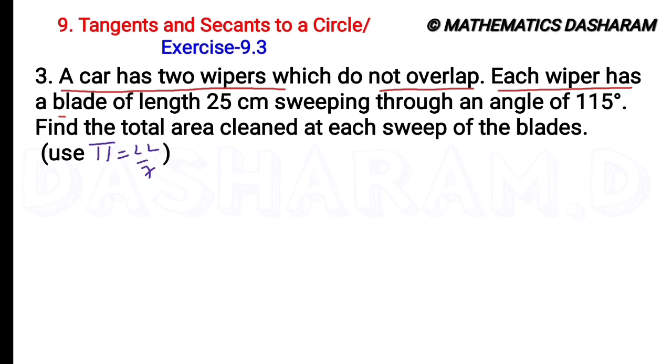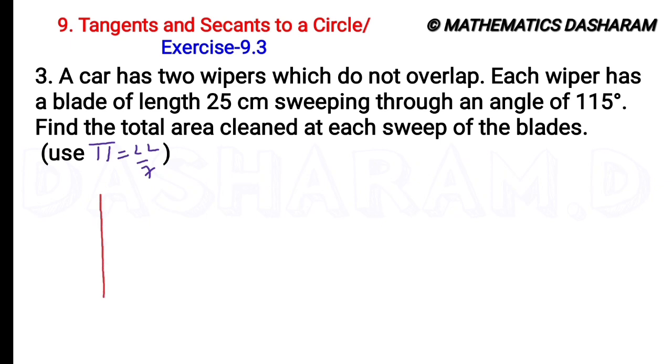Third question: a car has two wipers which do not overlap. Each wiper has a blade of length 25 centimeters sweeping through an angle of 115 degrees. Find the total area cleaned at each sweep of the blades. Use pi value 22 by 7.